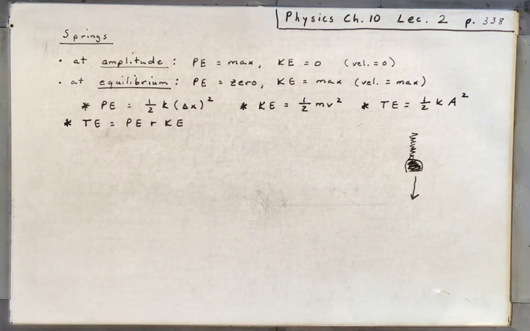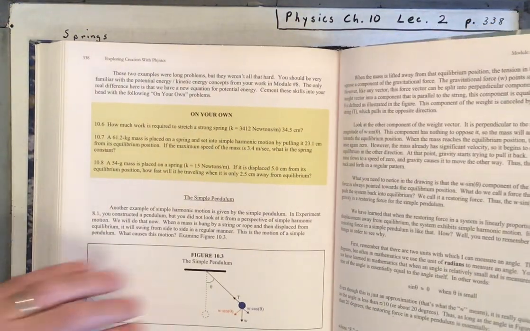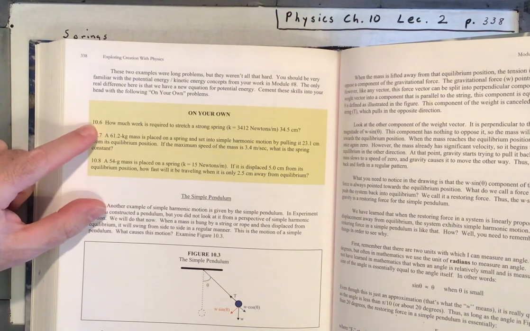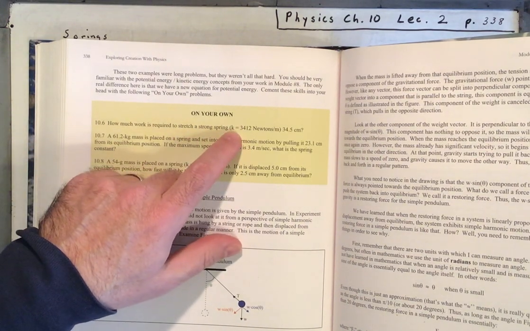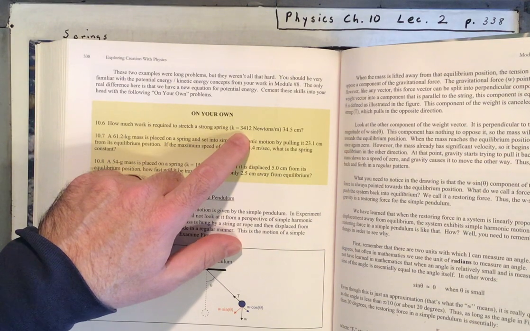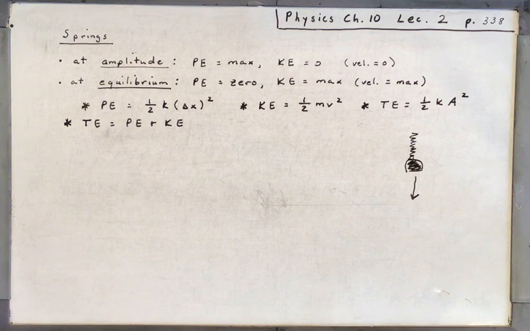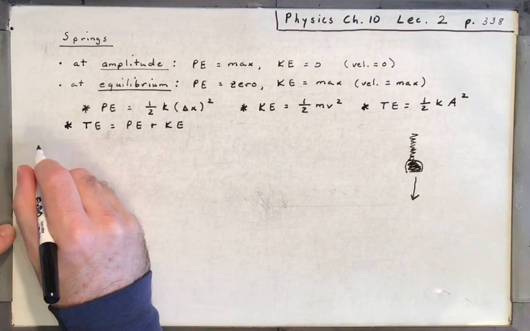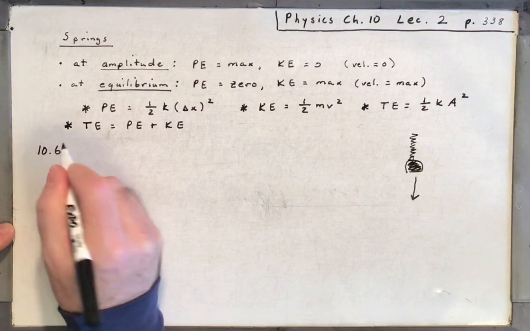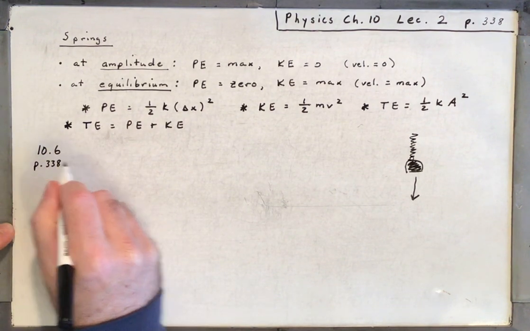All right, so let's work 3 on-your-own problems that involve these energy equations with springs. So 10.6: how much work is required to stretch a spring, and it gives a k of 3,412 newtons per meter, 34.5 centimeters. All right, so we've got 10.6 here. We are on page 338.